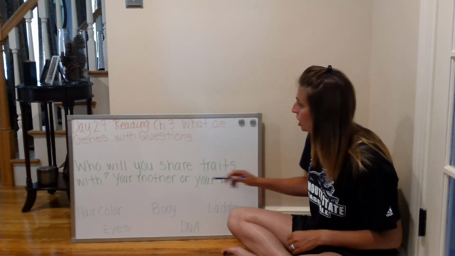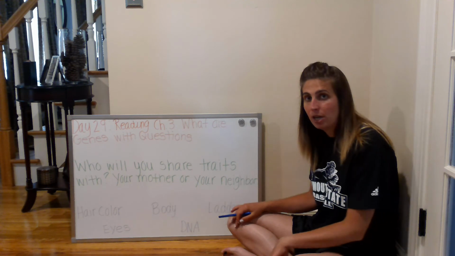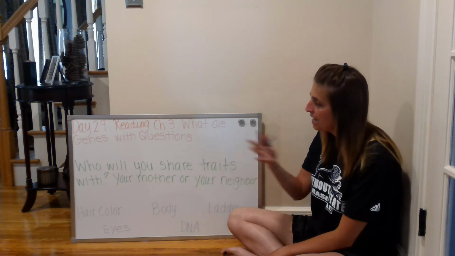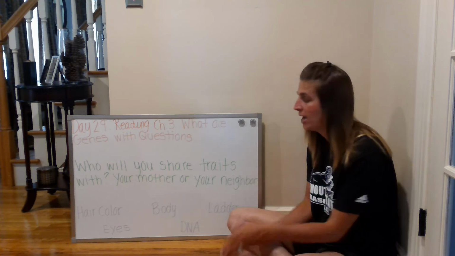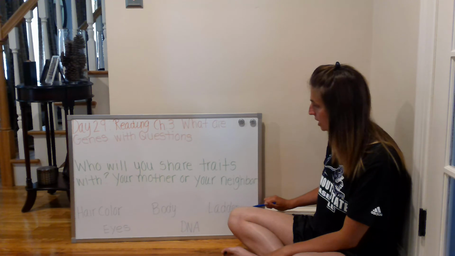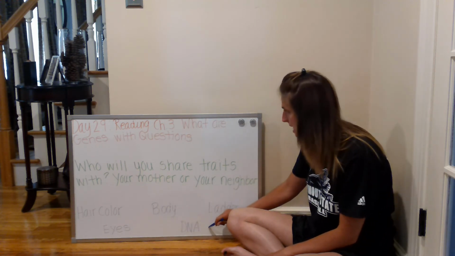And now I just want to go over our 5 vocabulary words that we learned and heard about in our story today. As I say each of the vocab words, you can repeat back after me. Hair color, body, ladder, eyes, and DNA.